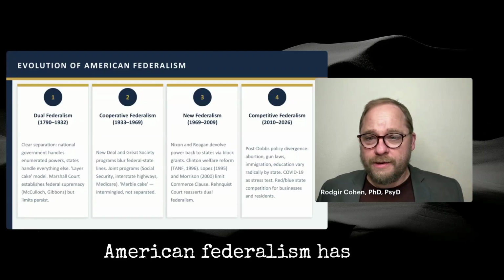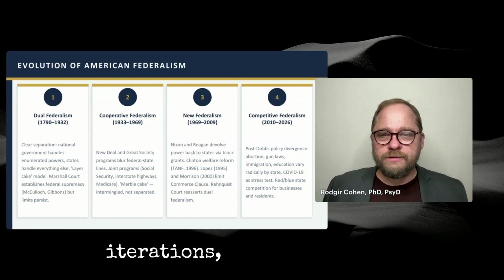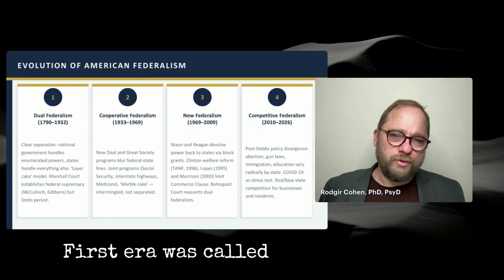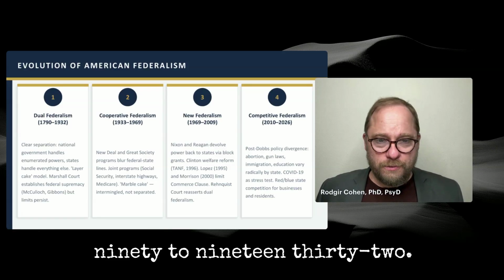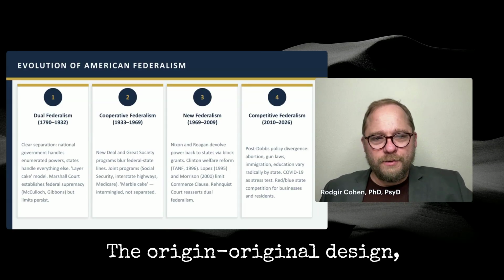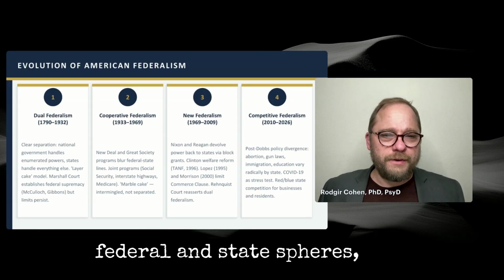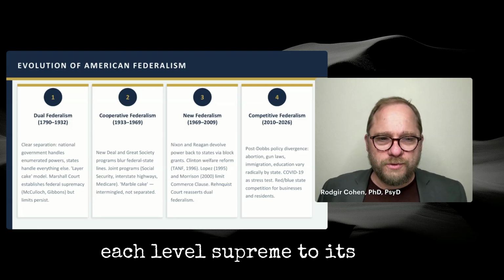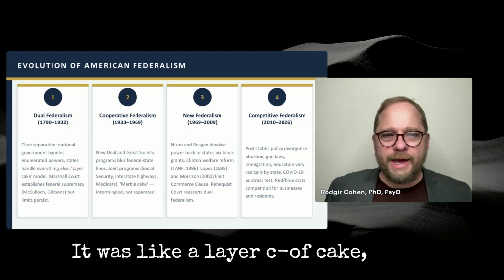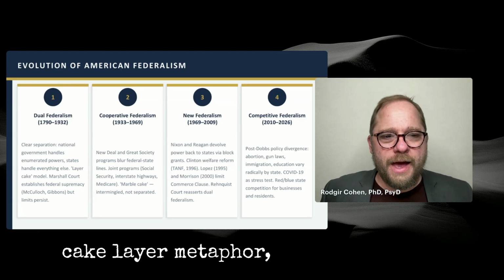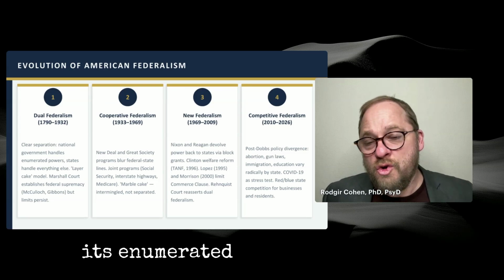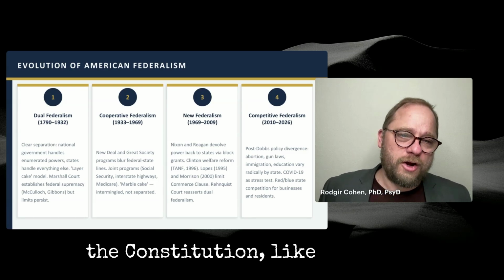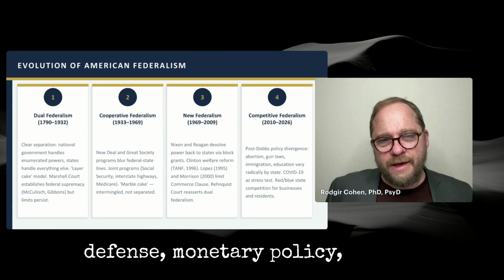American federalism has gone through different eras, iterations, and development. The first era was called dual federalism, from 1790 to 1932. The original design had a clear separation between federal and state spheres, with each level supreme in its own. It was like a layer cake, a cake-layer metaphor, where the distinct layers were not intermingled. The federal government handles its enumerated powers that are in the Constitution, like commerce, defense, and monetary policy.